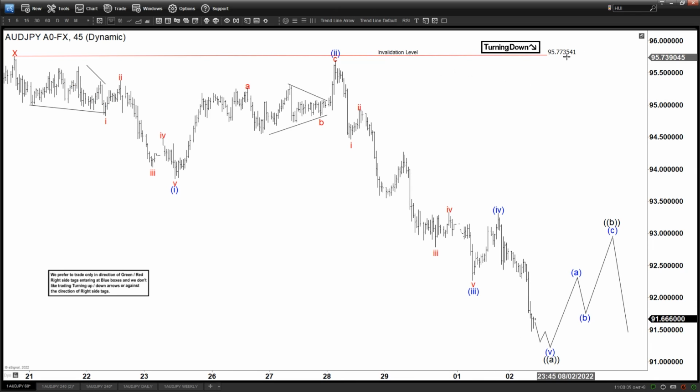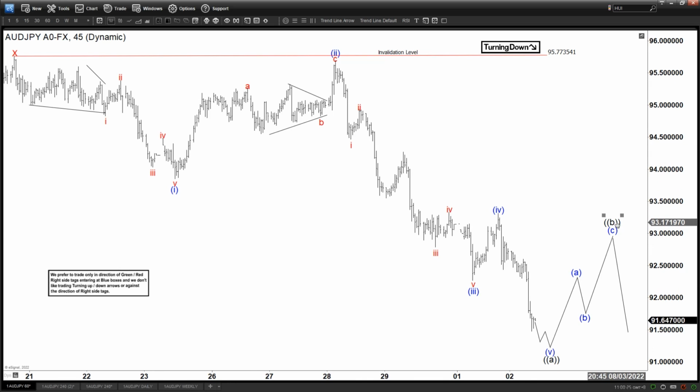So as long as we stay below this 95.77, we should be looking for further downside in the shorter cycle, right? Due to the 5 waves down over here. So that is a pretty simple and straightforward idea.